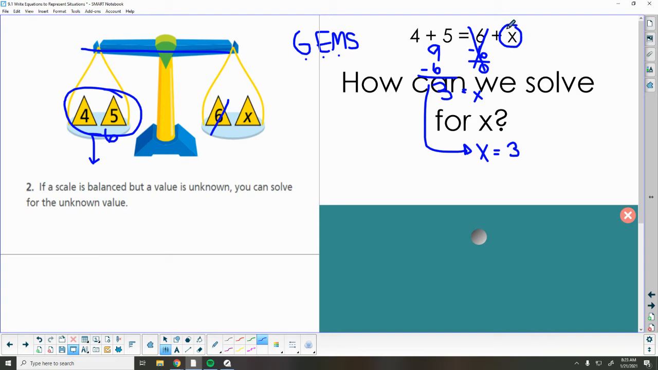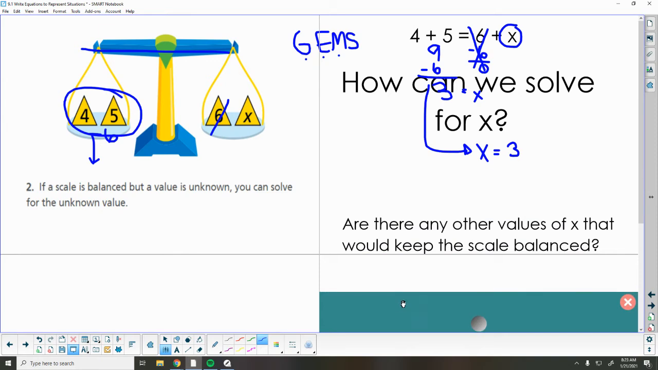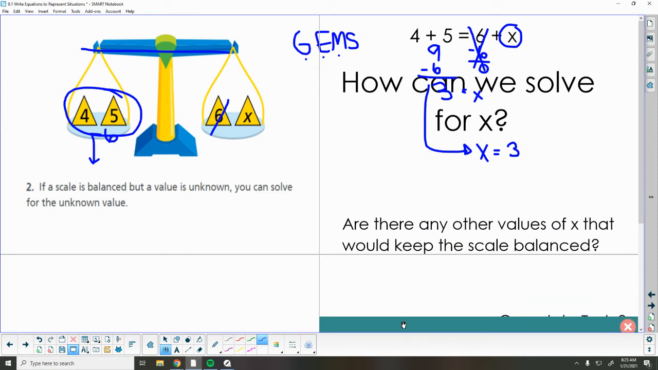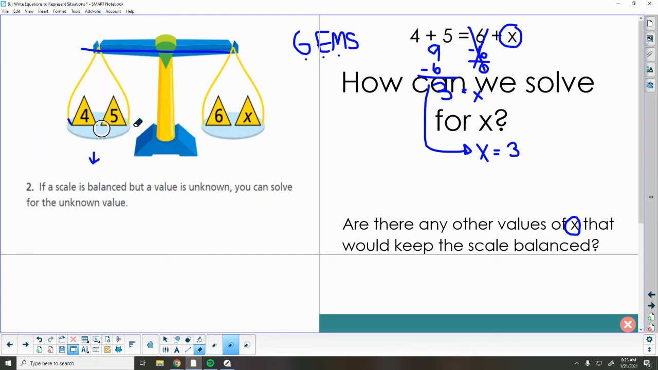So I know it's pretty easy to look at these now and say, oh, this is 9. 6 plus what is 9? But we're going to be getting into some harder problems. So I just want us to start thinking about how we'll be doing these. I also want you to think about the question, are there any other values of x that would keep the scale balanced? So if I replace x with a different value, would it be balanced?